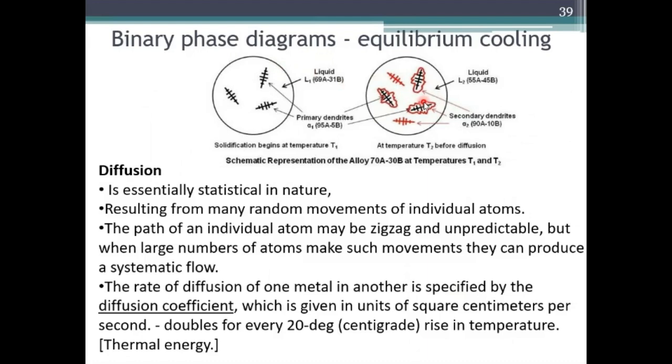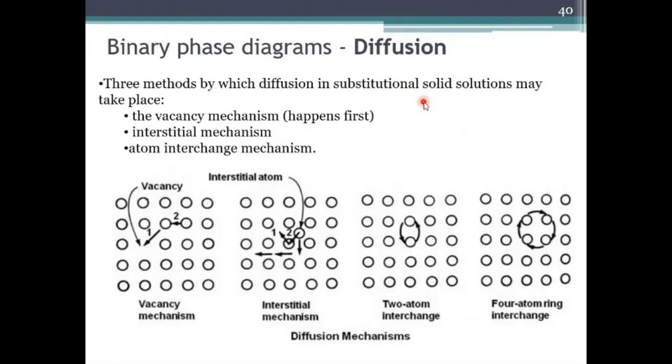That loop may be either zigzag or of any unpredictable nature, but it should be free to move. The diffusion coefficient should be very high. As I told you, in a binary phase diagram, diffusion may take place under three types of conditions. The first one is the vacancy mechanism.